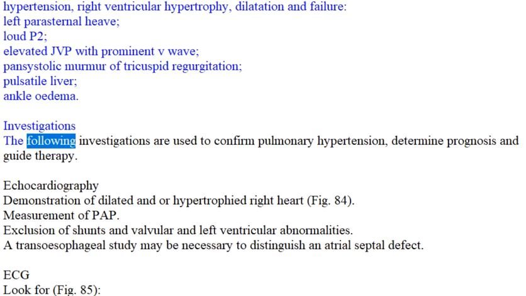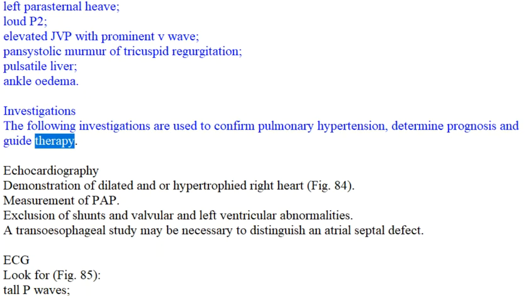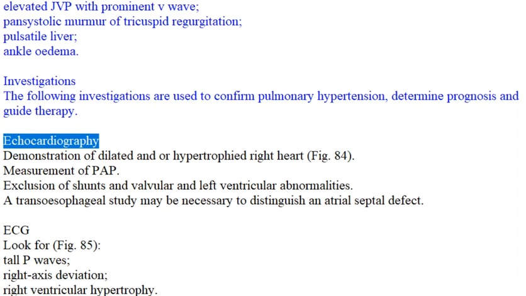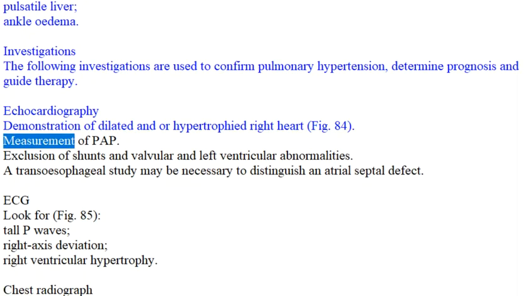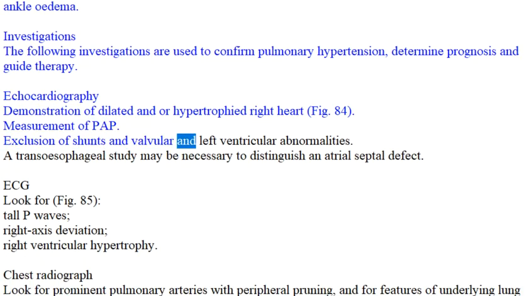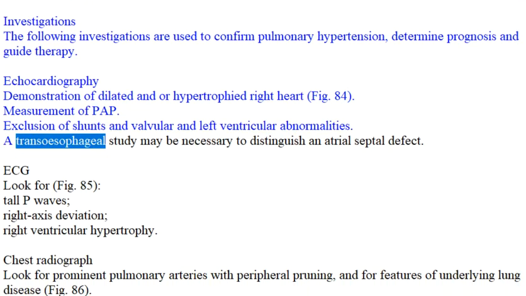Investigations. The following investigations are used to confirm pulmonary hypertension, determine prognosis, and guide therapy. Echocardiography. Demonstration of dilated and/or hypertrophied right heart, Fig 84. Measurement of PAP. Exclusion of shunts and valvular and left ventricular abnormalities. A transesophageal study may be necessary to distinguish an atrial septal defect.